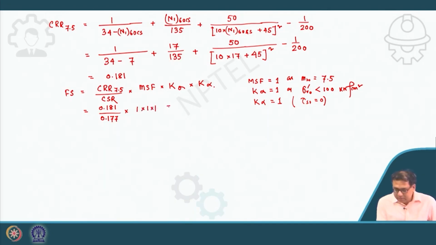So that is marginally greater than 1. As I said, I will consider it safe if the factor of safety is greater than 1. That means it is marginally safe, so marginally the liquefaction will not occur.